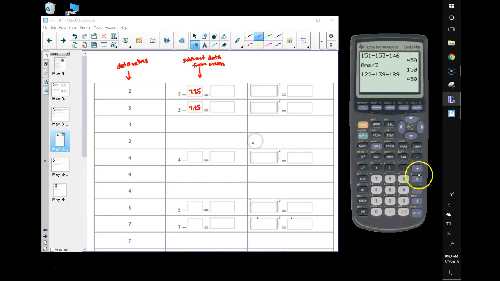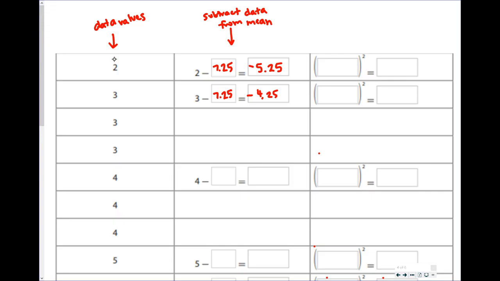So when I go into my calculator and do 2 minus 7.25, I get negative 5.25. It's okay to get negative numbers here. When I do 3 minus 7.25, I get negative 4.25. So you do that for the entire table. You just take all the data points and subtract 7.25. The 3's are all the same here, so I know that this is going to be negative 4.25, and this is going to be negative 4.25. Cool. Now, you're going to do the rest of these in a second, but once I get all of that column done, then the next step is super weird.